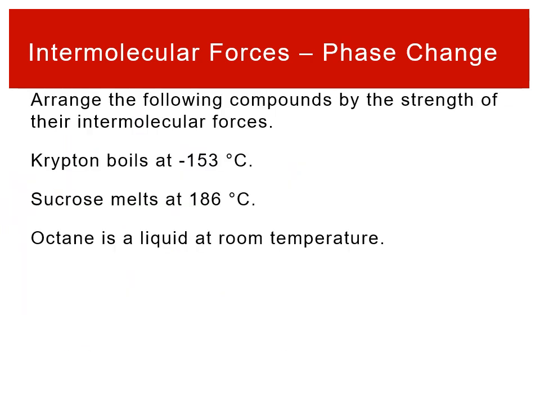So let's look at applying this. We want to arrange the following compounds by the strength of their intermolecular forces. I have krypton, which boils at negative 153 degrees Celsius. Sucrose melts at 186 degrees Celsius. And octane is a liquid at room temperature. So if we want to be thinking about arranging these molecules by their intermolecular forces, based off the information that we have, it's all going to be about the phases.